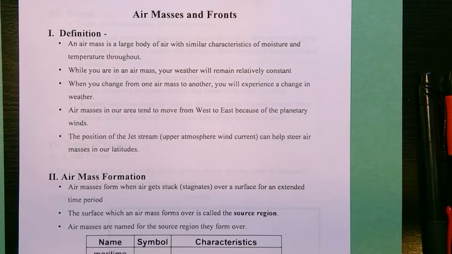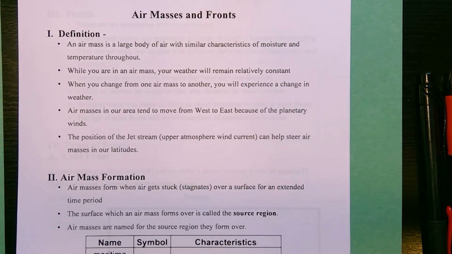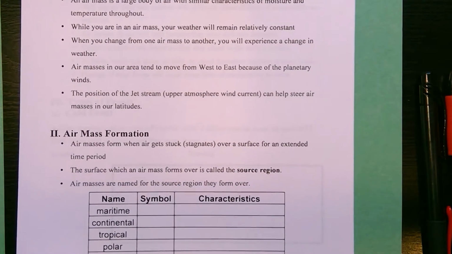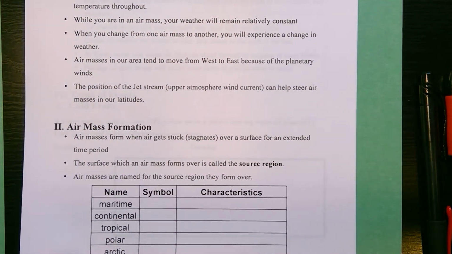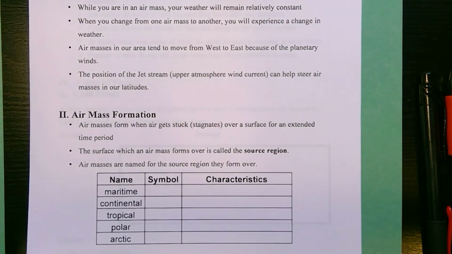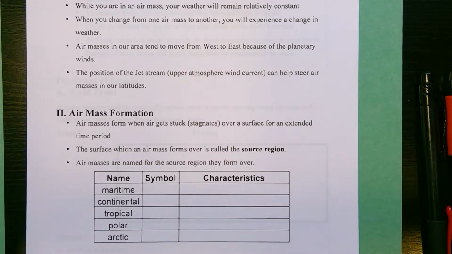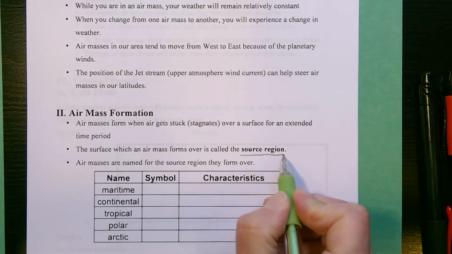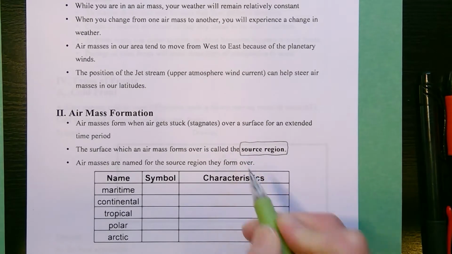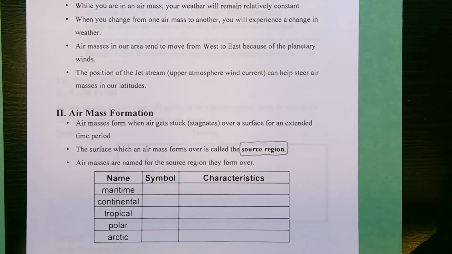So when we look at the chart on the bottom, there's information on the reference tables about this as well, on the weather map information, but you name air masses for the location where they form. The location where they form is referred to as the source region. Our latitudes really aren't source regions. They really are mostly north or south of us.